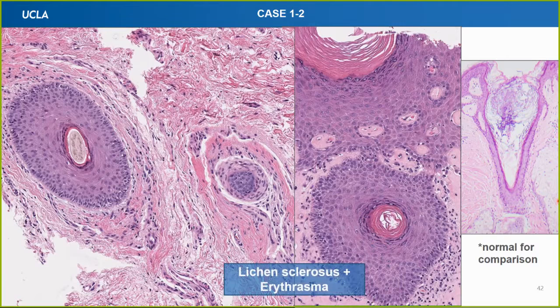So this case was an example of lichen sclerosus plus erythrasma. Just remember that you may see more than one process going on in vulvar biopsies. So go through all of the questions in your mind to make sure you don't miss anything.